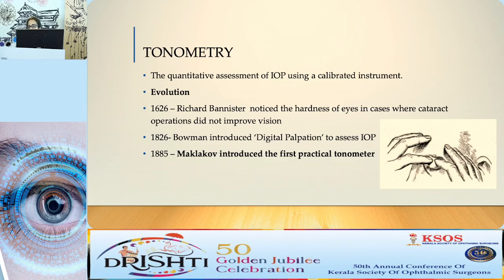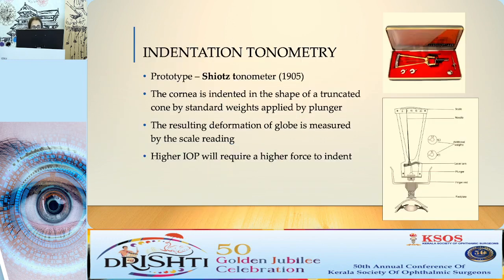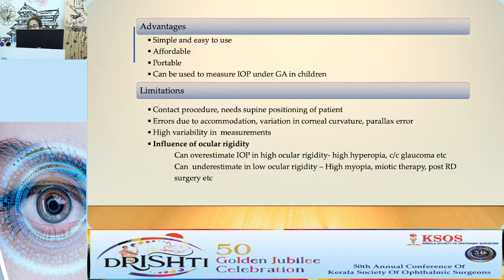Now, the quantitative assessment of intraocular pressure using a calibrated instrument is tonometry. Depending on the mechanism, various types of tonometers are available. The prototype of indentation is your Schiotz's tonometer, which is still widely being used in our part of the world. The main problem with Schiotz's is that it is influenced by ocular rigidity. So in conditions when the rigidity is low, like in a myope, you may underestimate the IOP.